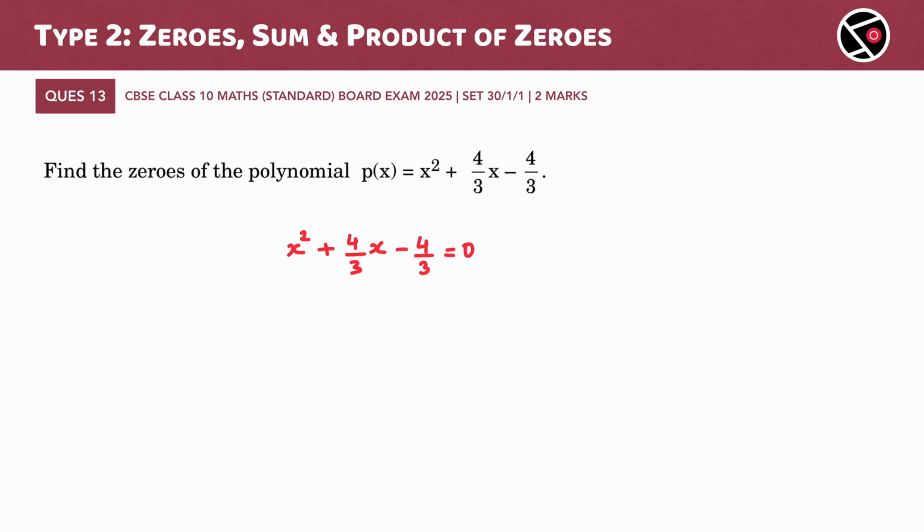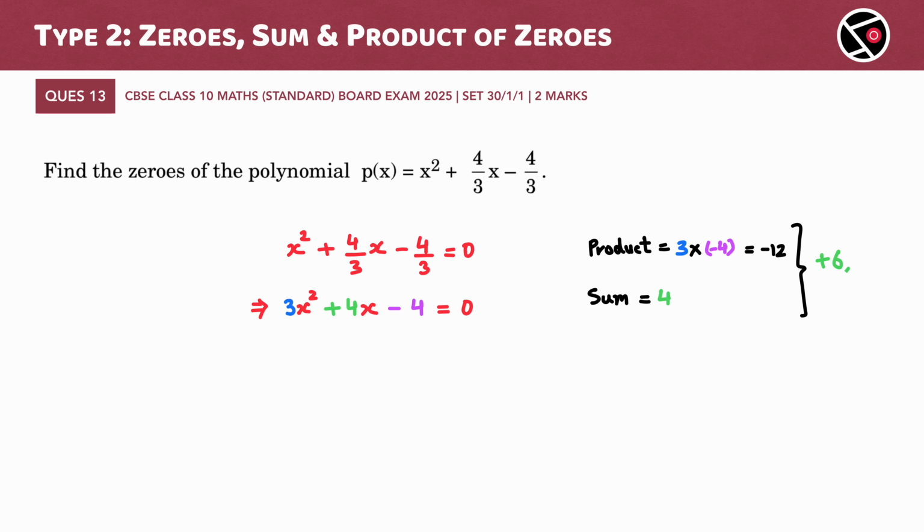Multiply both sides by 3. 3x square plus 4x minus 4 equals 0. Now to factorize this equation, we need two numbers such that product is 3 times minus 4 equals minus 12 and sum equals 4. The numbers are 6 and minus 2.